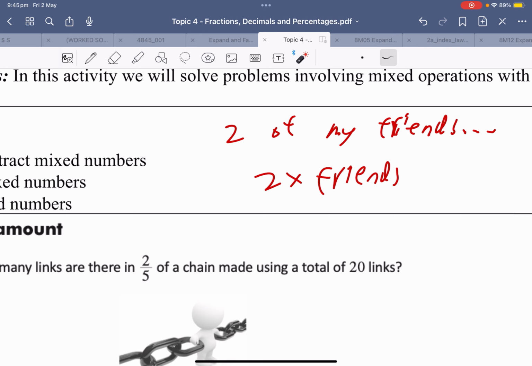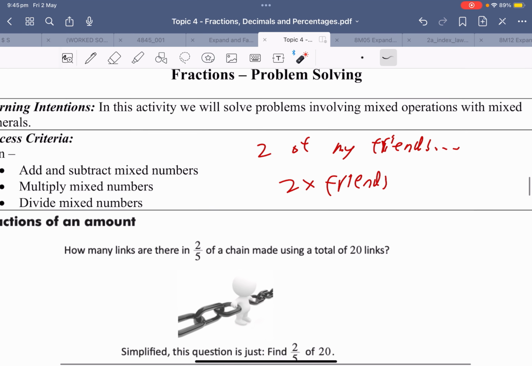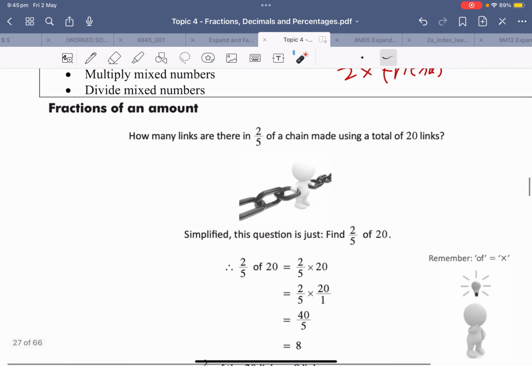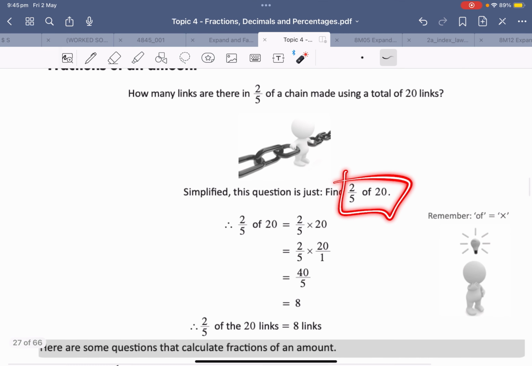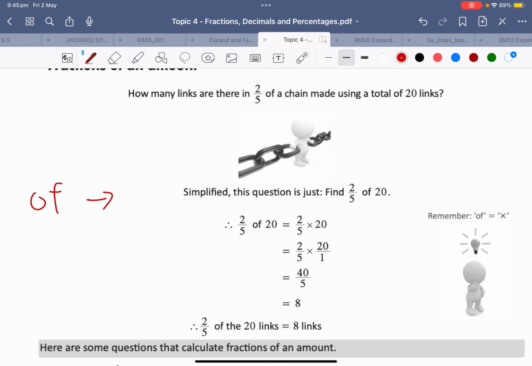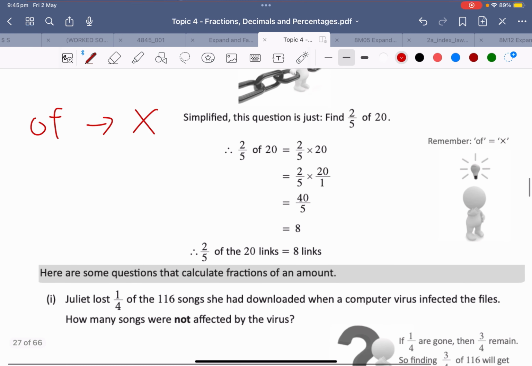If I say two of my buddies or half of something, I'm always talking about proportional thinking. If I say 2/5 of a chain from 20, it means 2/5 of 20, which always just happens to be multiplication. In mathematics, of means times. Half of my friends means half times whatever the number of friends I have. Half of the class of 30 means half times 30, which is 15. And then we just do the maths as we go.